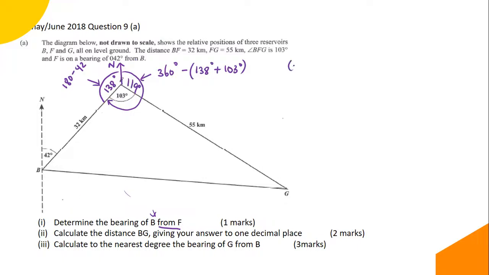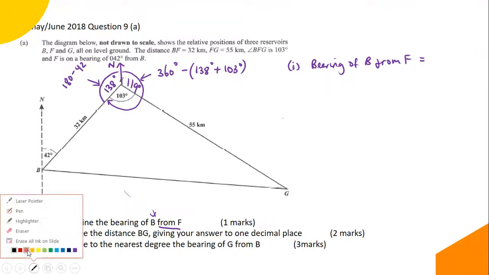So part one, the bearing of B from F, is equal to, you could actually put that down. So that gives us 119 degrees. Oh no, you have to add all. Oh gosh, sorry about that. Okay, let's erase that. We have to actually get the entire thing.